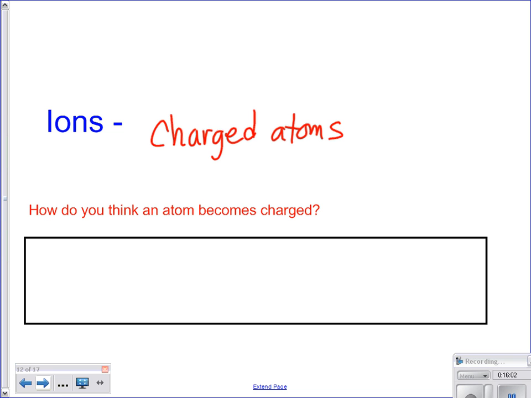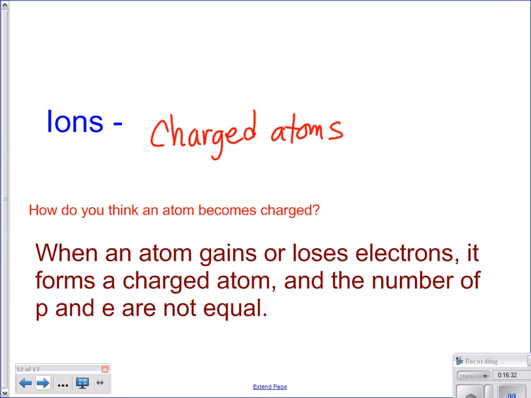Well, in order for an atom to get charged, what do you think has to happen? Any ideas? What do you think? Okay, so you have more protons than electrons or more electrons than protons. In order for that to happen, where do you think the change happens? You have to lose an electron or gain an electron. You can't gain or lose protons. That's the key from this, is you can't gain or lose protons, because then it's no longer the same element.